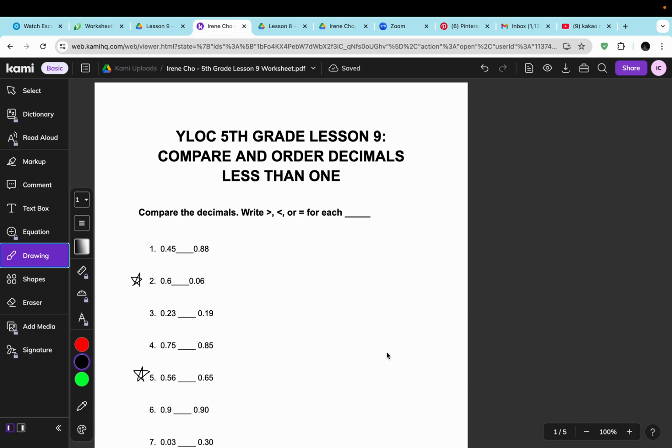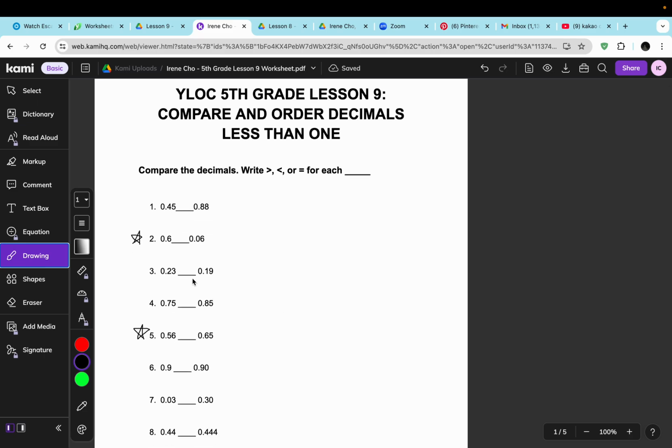Hi, my name is Irene and I'll be doing the YLOC 5th grade lesson 9, compare and order decimals less than 1. So for question 1 it asks, compare the decimals, write greater than, less than, or equal to for each question. So for number 2 it says 0.6 blank 0.06.